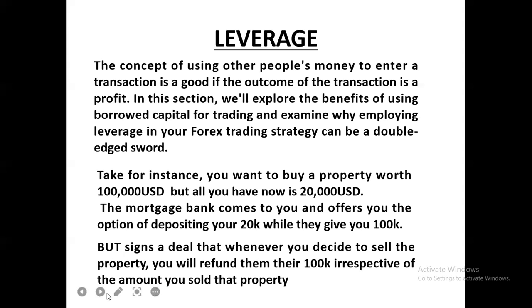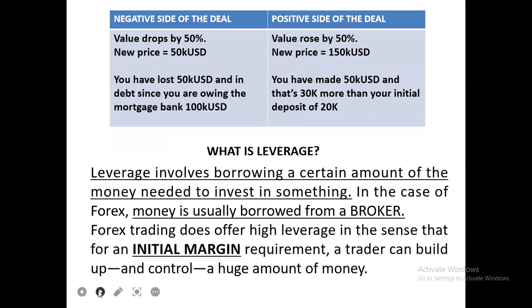So I have a table here to illustrate the negative side of the deal. Let's assume the value of that property drops by 50%, which means the old value was $100,000. Now the new price will be $50,000. What has happened to you? You have lost 50,000 and you are now in debt since you're owing the mortgage bank $100,000. What you have now is 50,000. Don't forget, you deposited 20,000.